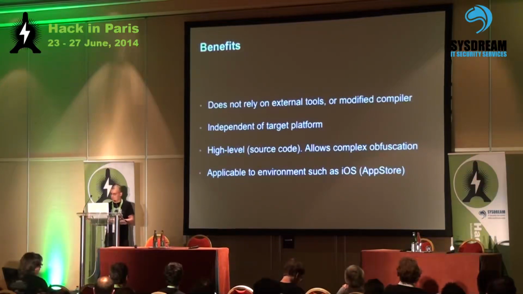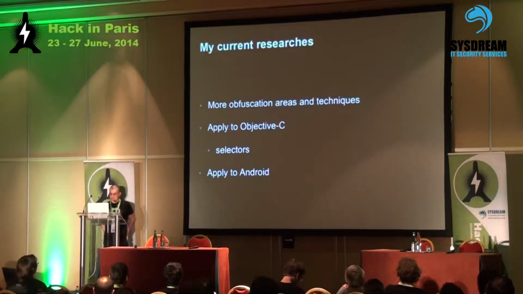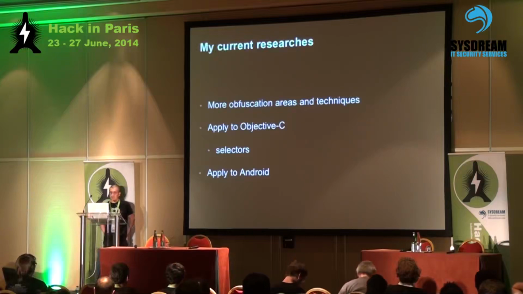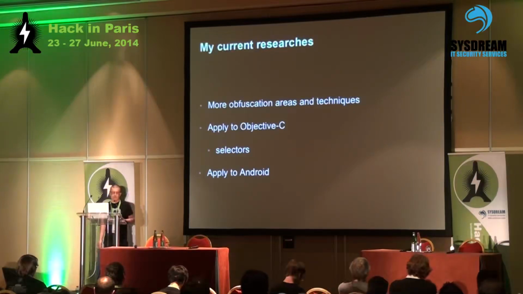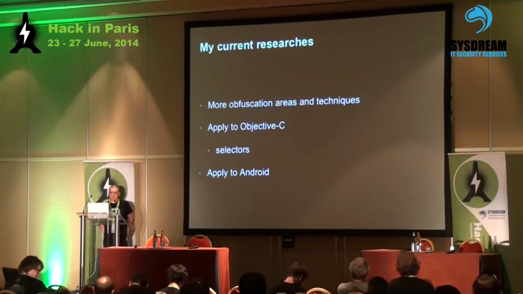I'm continuing my research. I just gave two examples, and I try to apply more obfuscation techniques. I try to find a solution to apply this to Objective-C. Objective-C is a dynamic language. When you call a method, in fact, you are sending a message, and this message, the name of the method, is in the binary, and it gives a lot of information for an attacker. And I try to find a way to be able to encrypt this method name.